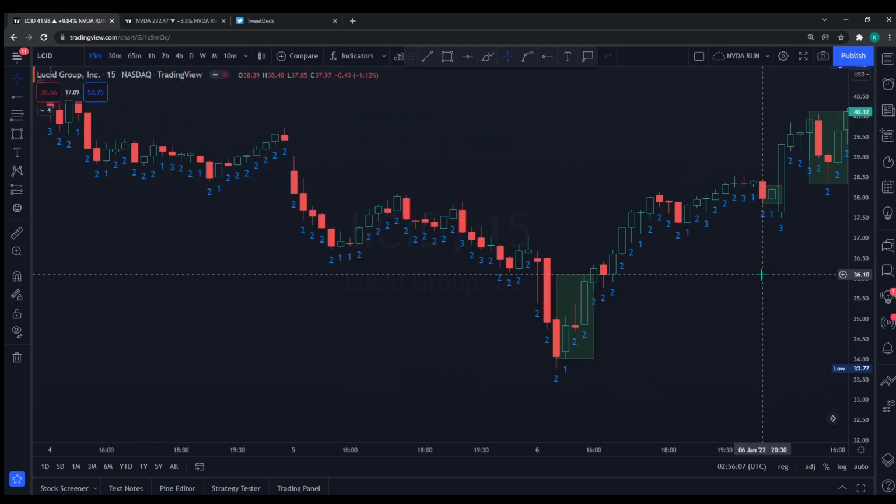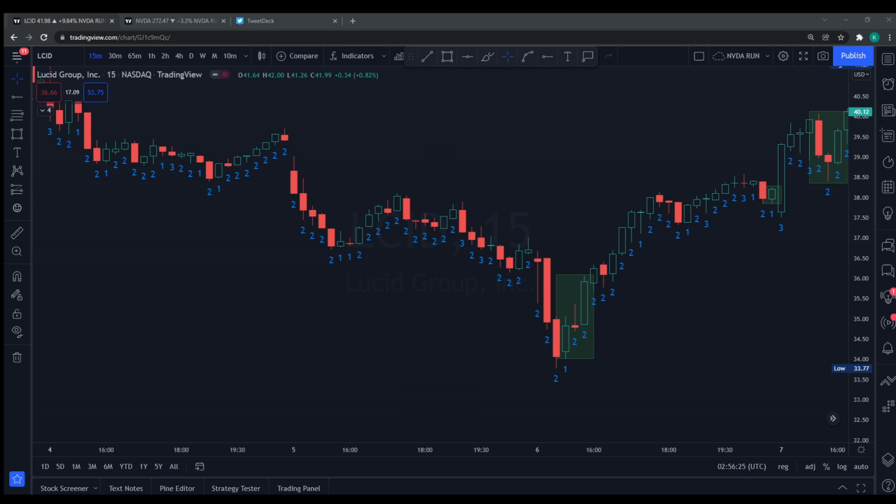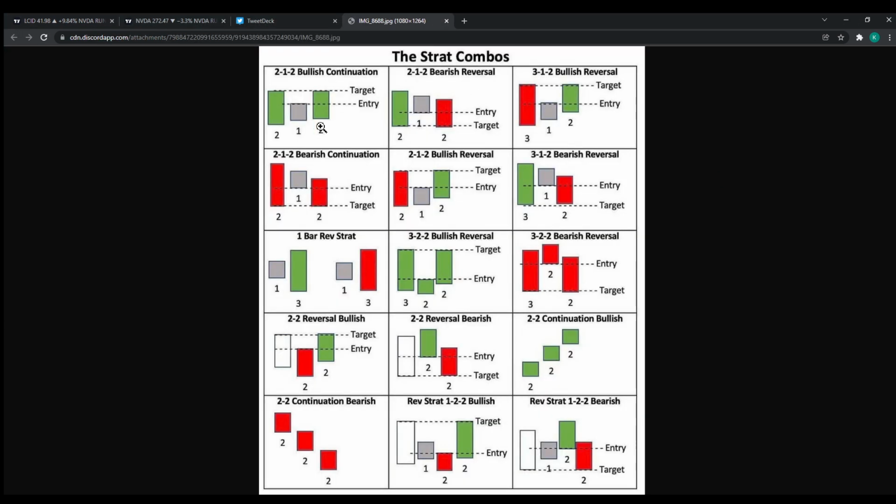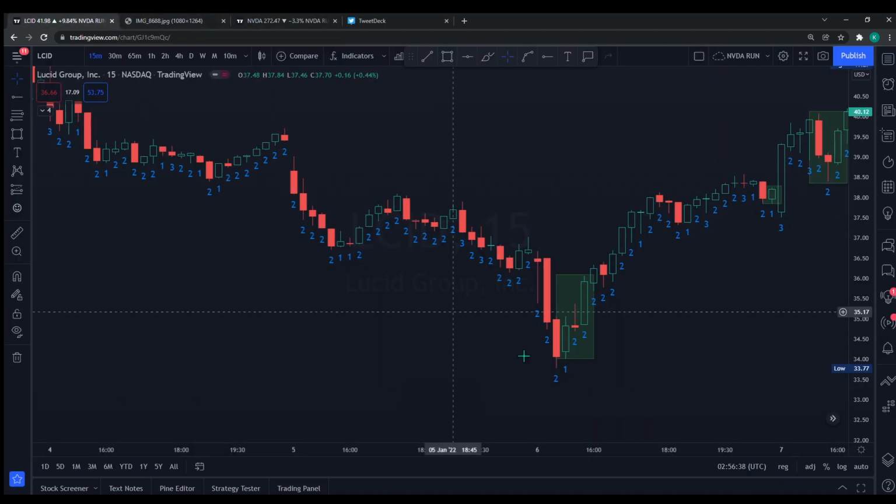this strategy. Now, what I have up here is Lucid's 15-minute chart from today, which is the 7th. I'm also going to be referring to a combo sheet, which I do have up on my Discord. It's in the trading education channel. If you just scroll up a little bit, you will find the Strat combos right here. So this is what we're going to be referring to.